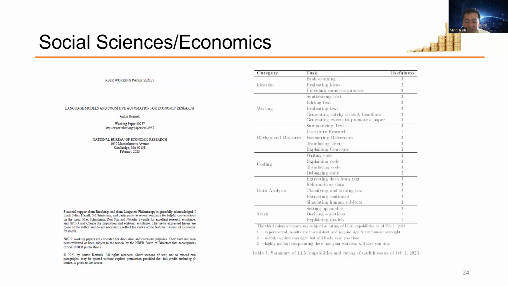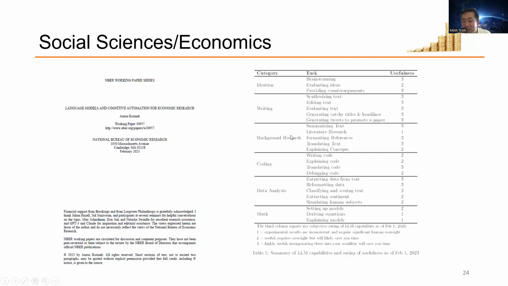So 1 will be experimental, 2 useful, and 3 is highly useful. Among the highly useful, in the category ideation, he had brainstorming to brainstorm ideas, and providing counter arguments. We saw that with the example of long COVID among teenagers. For writing, it is a natural language processing tool, so it's great at writing, summarizing text, writing text, etc.